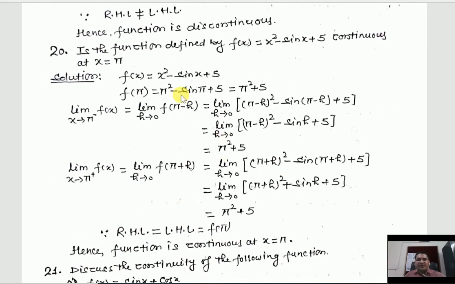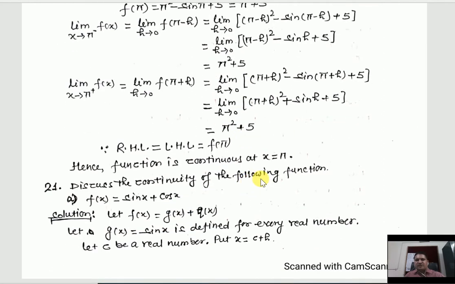Question number 20. Is the function defined by f(x) is equal to x square minus sin x plus 5 continuous at x is equal to pi? First you find f(pi), pi square plus 5, then find the right hand limit, pi square plus 5, then find the left hand limit. All three values are equal to each other, hence the function is continuous at x is equal to pi.